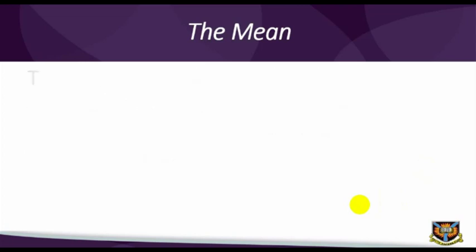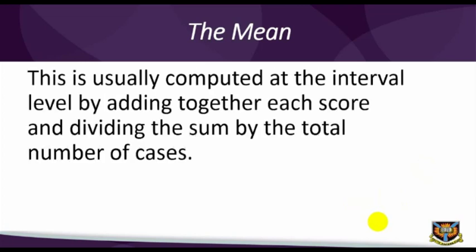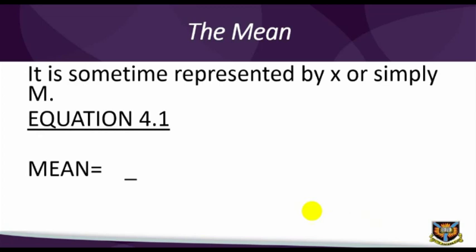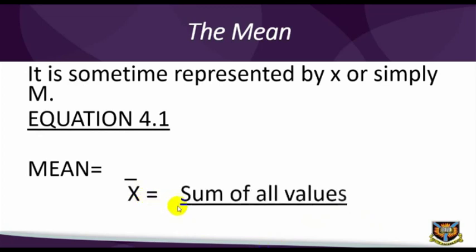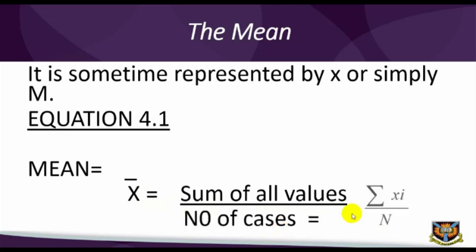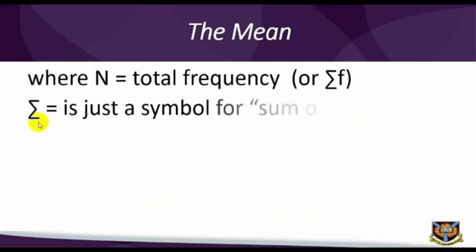It is sometimes represented by mean or simply M. For an ungrouped data, mean is equal to sum of all values over number of cases, is equal to summation xi over n, where n is equal to total frequency, or summation f. Summation is just a symbol for sum of.